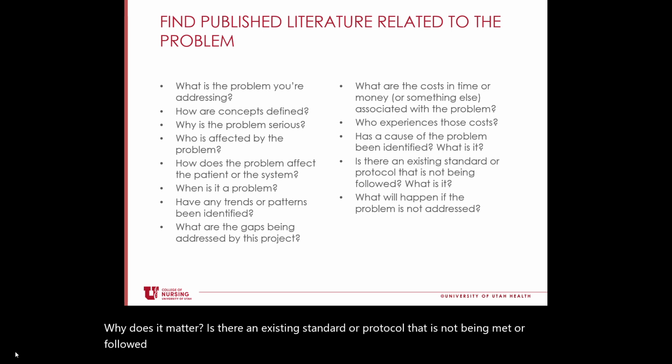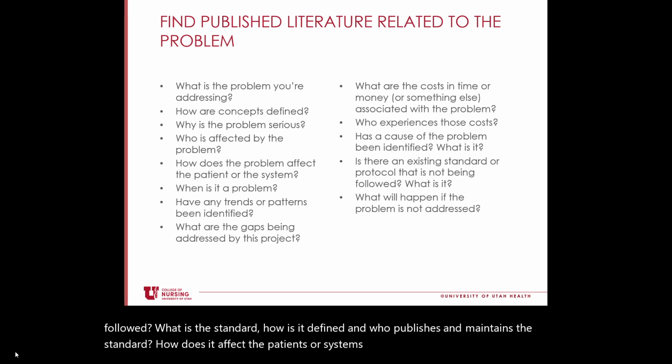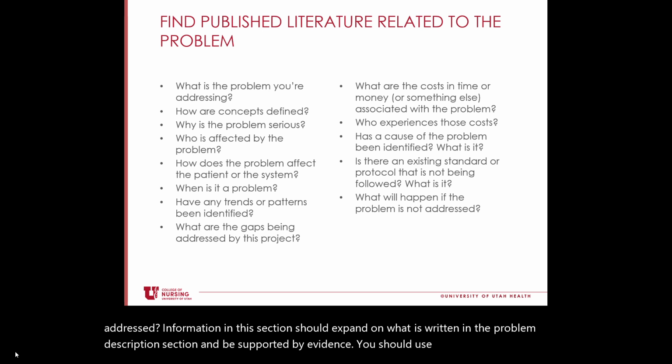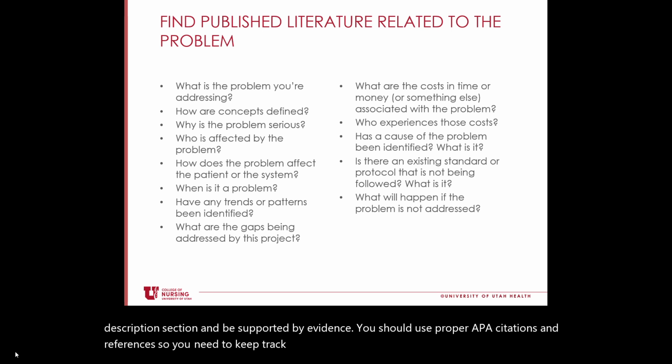What is the standard? How is it defined? And who publishes and maintains the standard? How does it affect the patients or systems? What will happen if this problem is not addressed? Information in this section should expand on what is written in the problem description section and be supported by evidence. You should use proper APA citations and references, so you need to keep track of the literature you find.